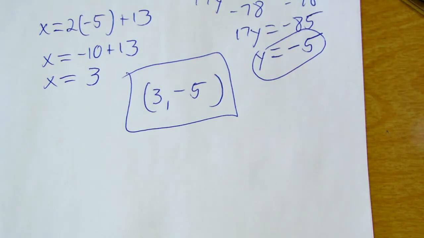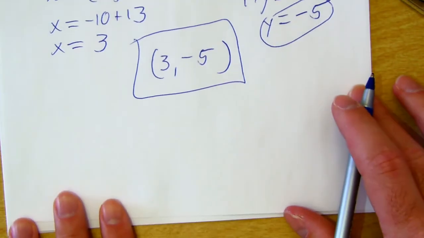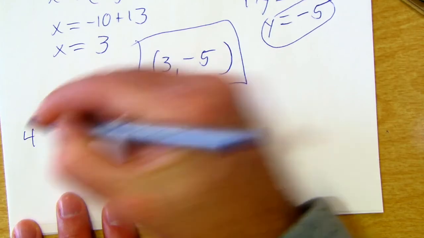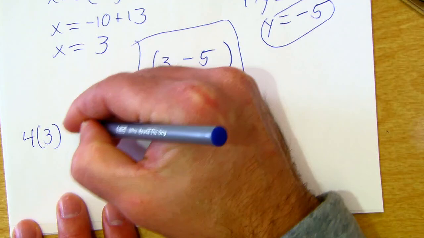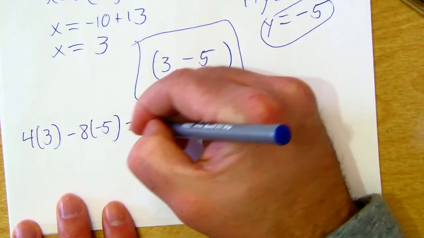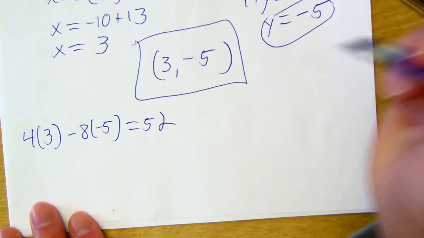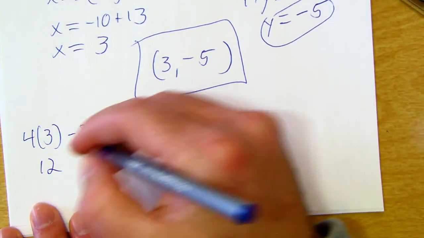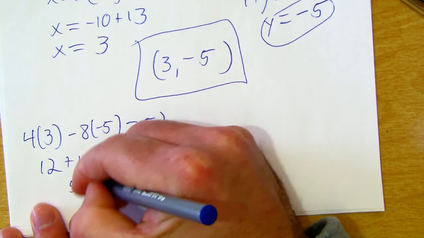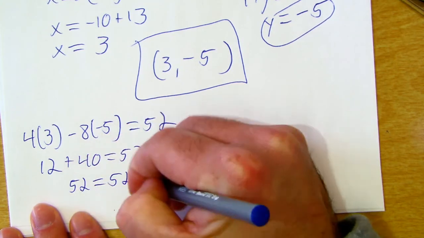Again, all answers should be in ordered pair. If you want to go back and check your answers, that's always a good idea. Go back to the originals. So we had 4x, so 4 times 3, minus 8 times negative 5 equals 52. So that's going to be 12 plus 40 is 52. So 52 equals 52. That's good stuff.